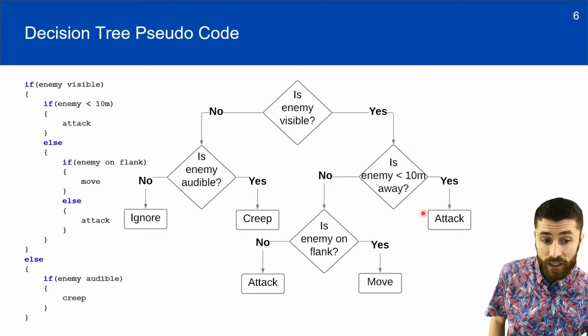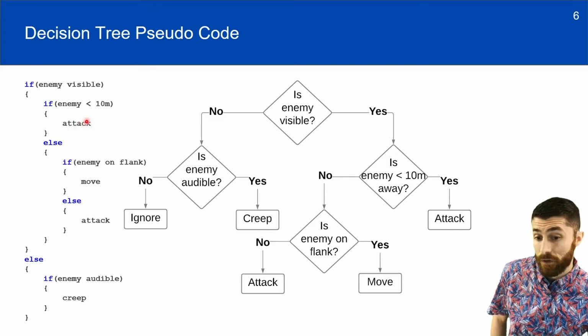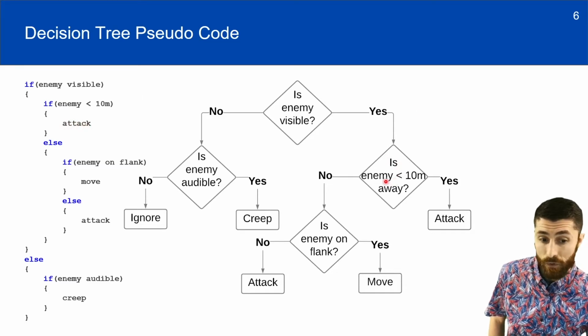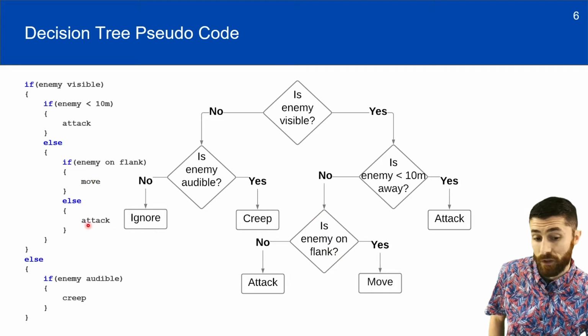If that was a yes, we would go into the conditional part of that if clause and do the attack. And here would be some attacking code for your AI agent. If, however, it was a no, we'd come down into the next part of this tree and onto the next if condition. So the test would be, is enemy on flank? If it was, it would move. If not, then it would attack.